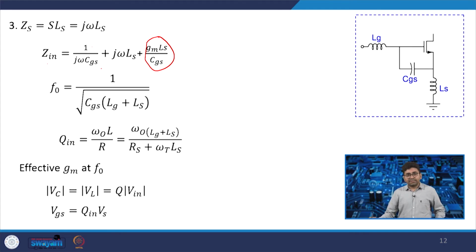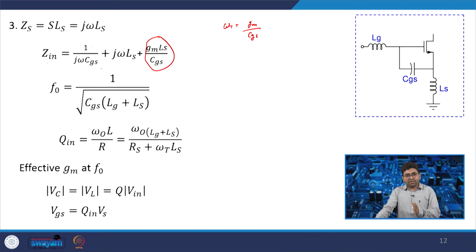In this case, gm Ls by CGS is a resistive term, and if we try to replace gm by CGS, we have already defined omega t, which is equal to gm by CGS. So this can also be written as omega t into Ls. Now this term here, we can see that if this is a resistor, this is nothing but an RLC resonant circuit, and we have talked much about the resonant circuit.